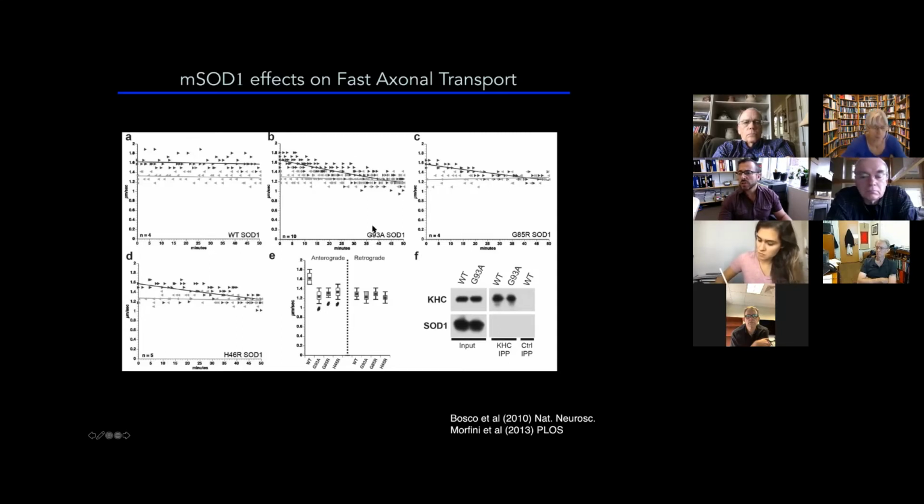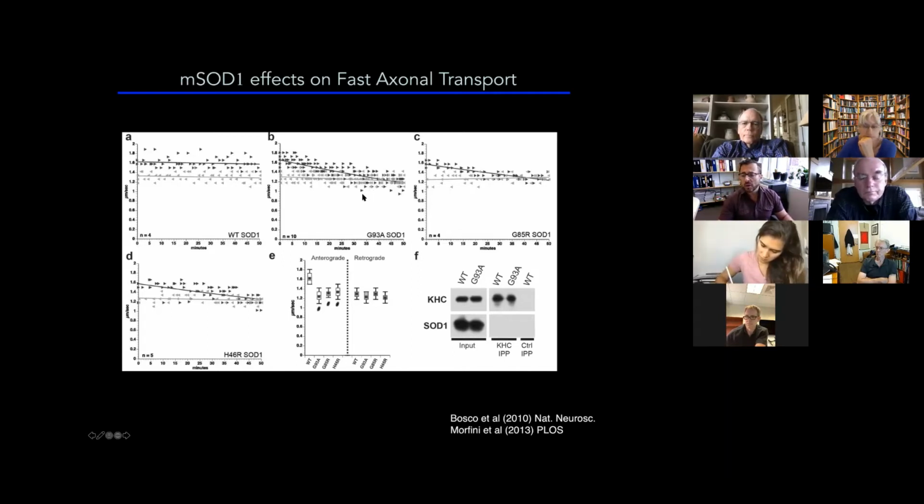Is this something unique to this mutation? No, we found at least 4 more. I only show you 2 more here, G85R and H46R, and here's the quantitation of that. You can see that all these mutations that we tested qualitatively produce the same result. They inhibit anterograde transport without affecting retrograde transport. This was important because it meant that whatever this SOD1 was doing, it didn't have anything to do with disrupting microtubules. Otherwise, we would have seen an effect on retrograde axonal transport as well.